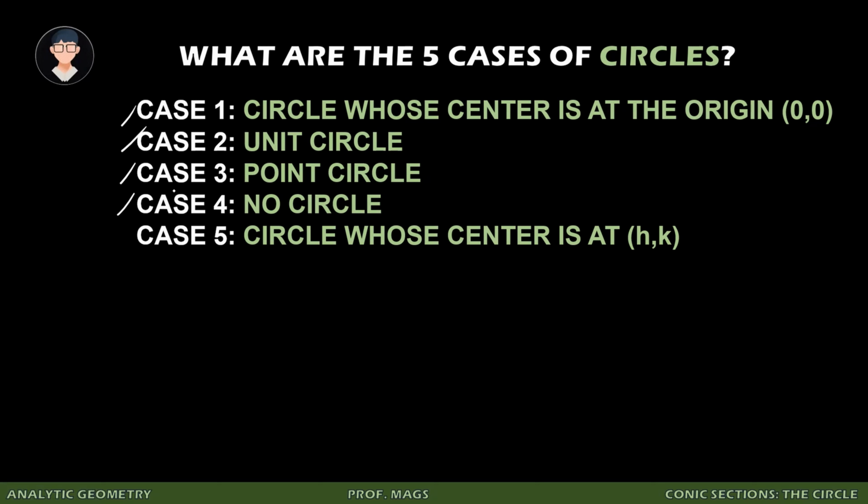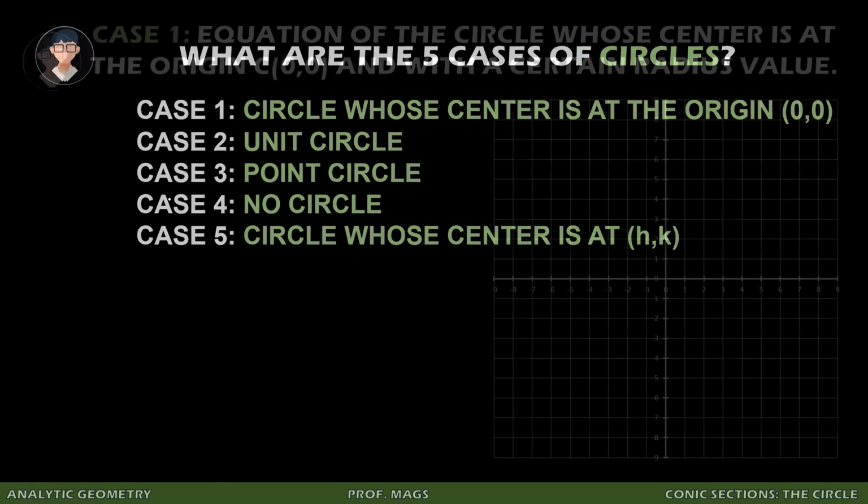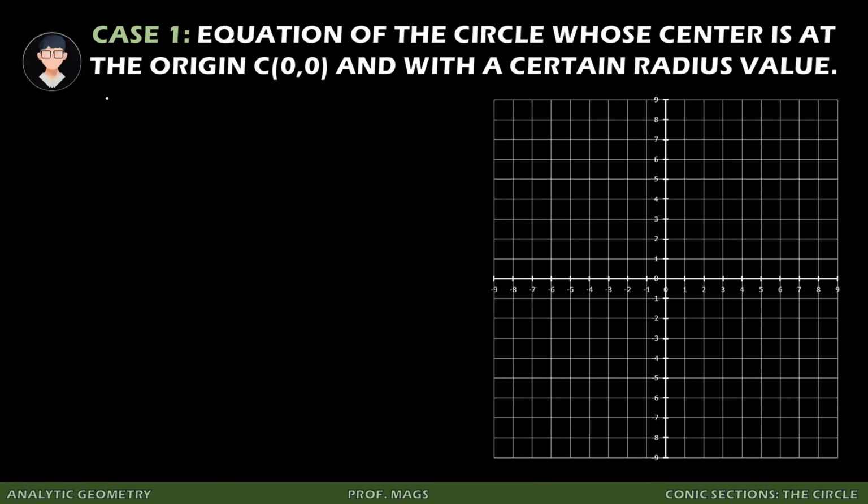Case 4 is no circle. Case number 5, circle whose center is at H and K. But for this video, I'm just only going to discuss the case number 1, equation of the circle whose center is at the origin, center 0 and 0, and with a certain radius value.